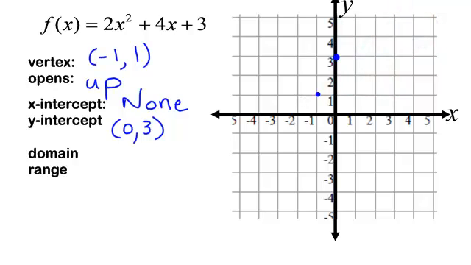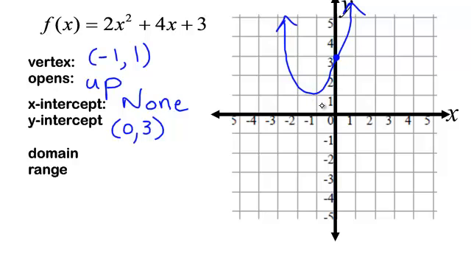And this is just a sketch. So it would probably be good for me to pick another point just to help guide my parabola. But I know that negative 1, 1 is the vertex. And I know it opens up. And I know it goes to the y-intercept at 3. So this is a sketch of my parabola. But I could pick any x I wanted to, plug it into my equation, my function, and find another point to get a better parabola.